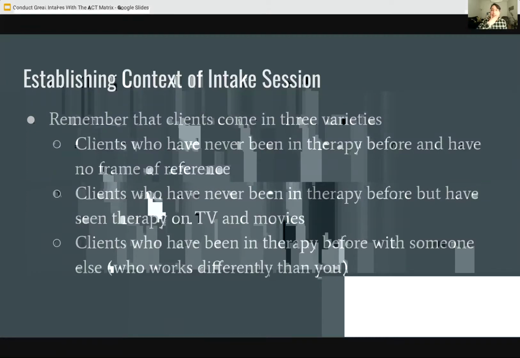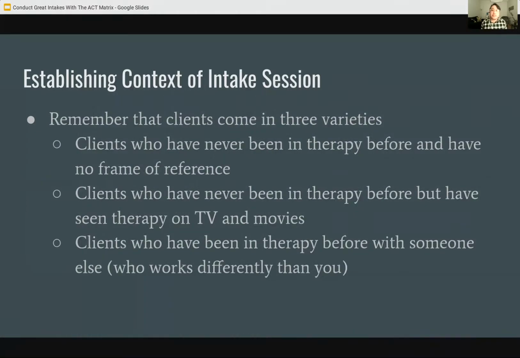So establishing the context of the therapeutic process begins at the earliest contact between you and your client. Keep in mind that clients can only come in 3 varieties. 1, clients who have never been in therapy before and have no frame of reference whatsoever. They have 0 idea of what to expect. They don't know what therapy looks like. They don't know what therapy is about, or maybe even what therapy is for.